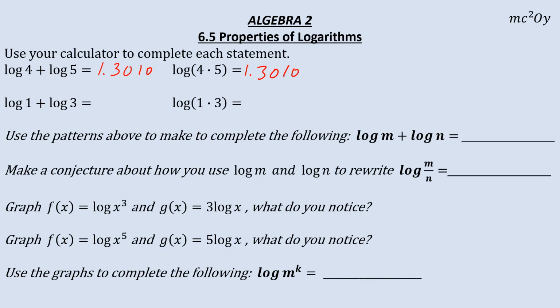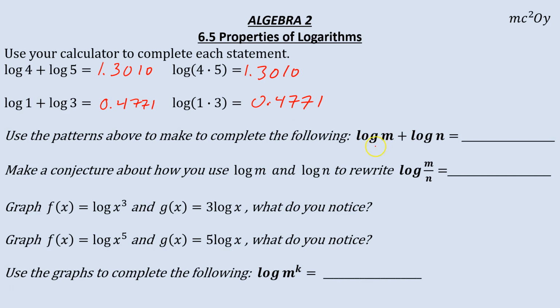Then if you go through and do log 1 plus log 3, you end up with 0.4771. And if you do log of 1 times 3, you get 0.4771, the exact same thing. The patterns there, we can complete the following by observing these patterns.